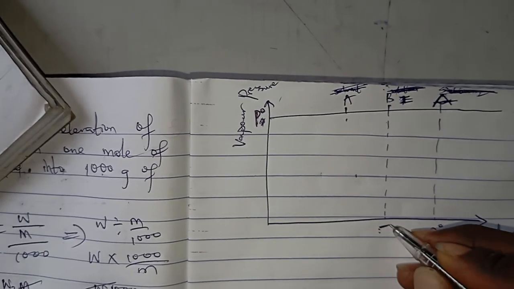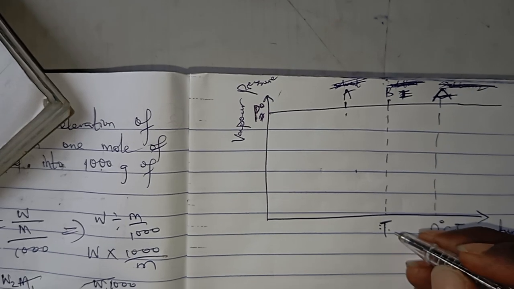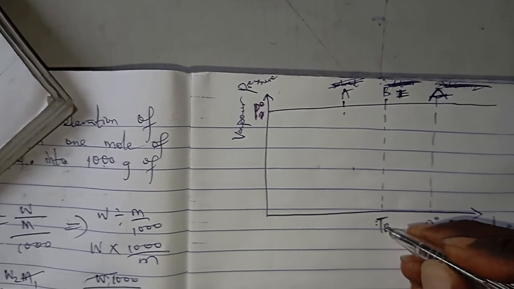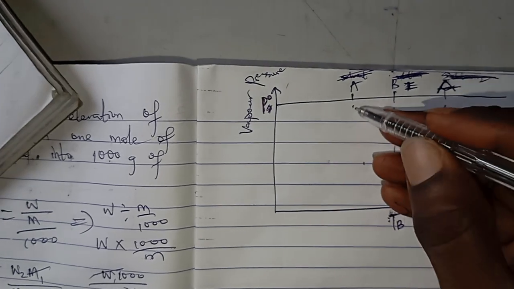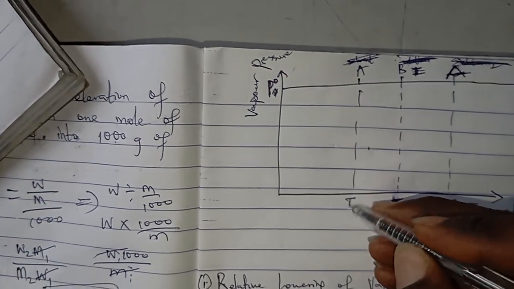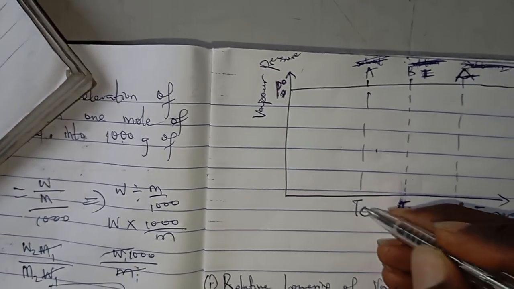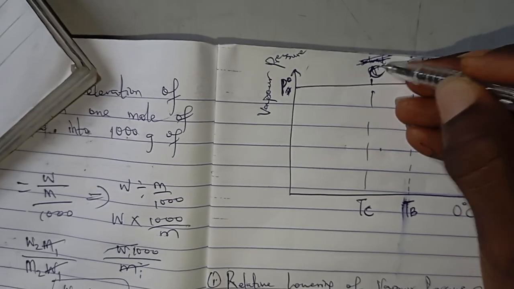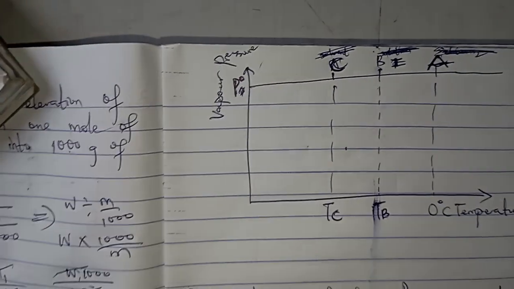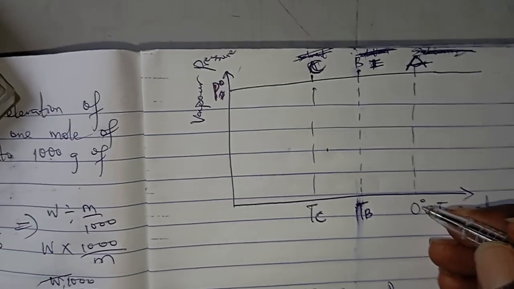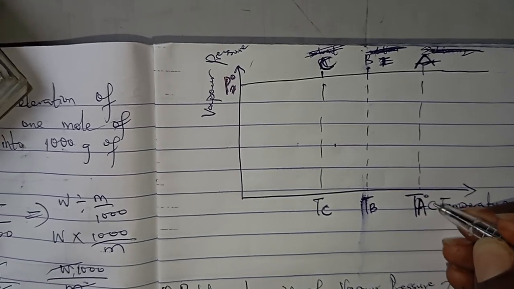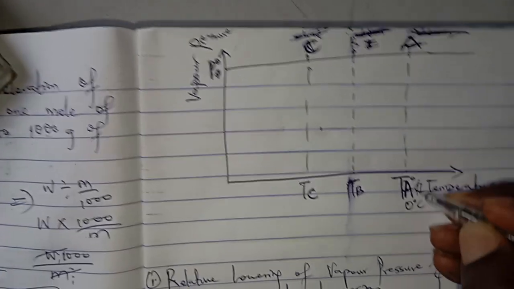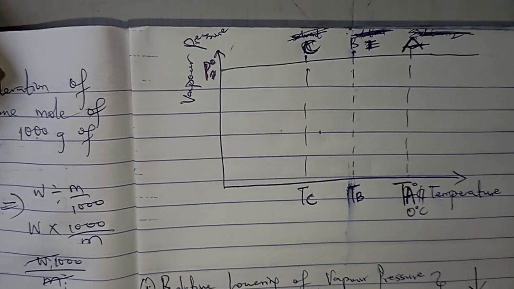But let me just use TB. That is the temperature for the first solution. Then this one will drop again. Let me use TC now, the temperature for the second solution. Then this one now is TA, and it is at 0 degrees C. That is the temperature for the pure solvent.